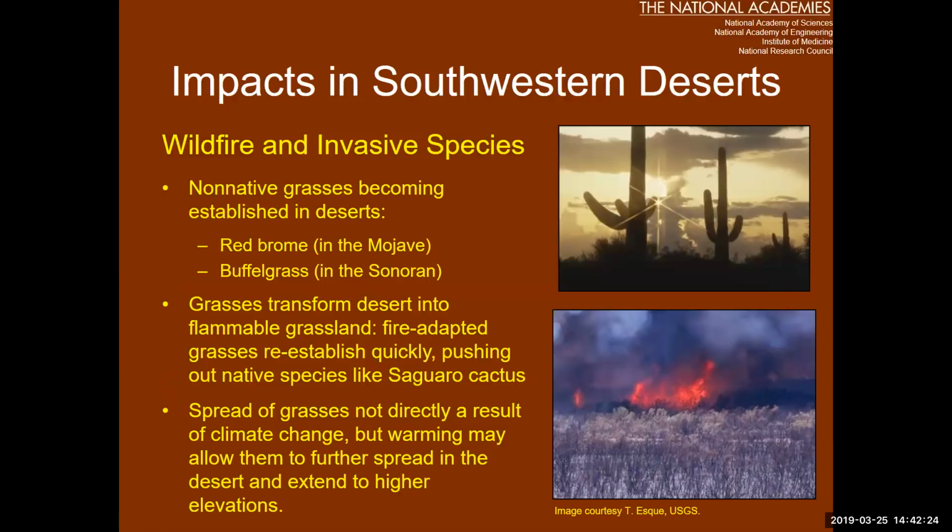These grasses have moved in and transformed these ecosystems into those that are vulnerable to fire, which often heavily impacts the native species that in many cases don't have a lot of adaptations for responding to wildland fire.